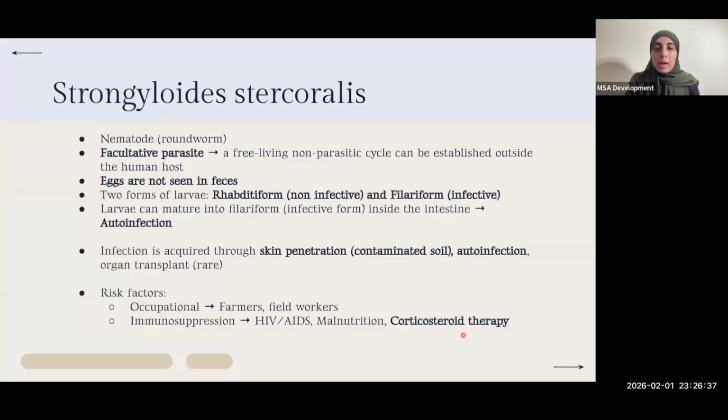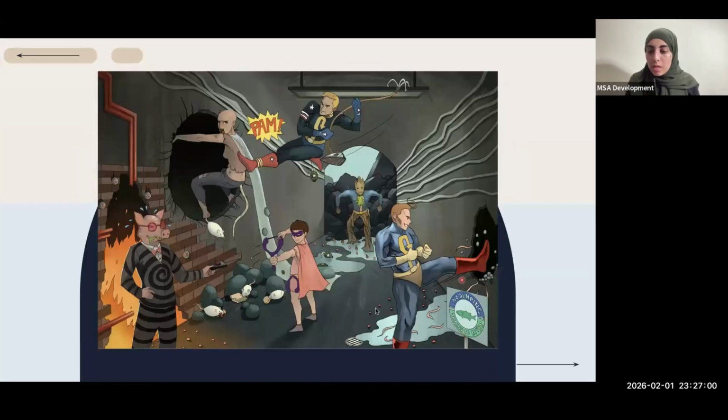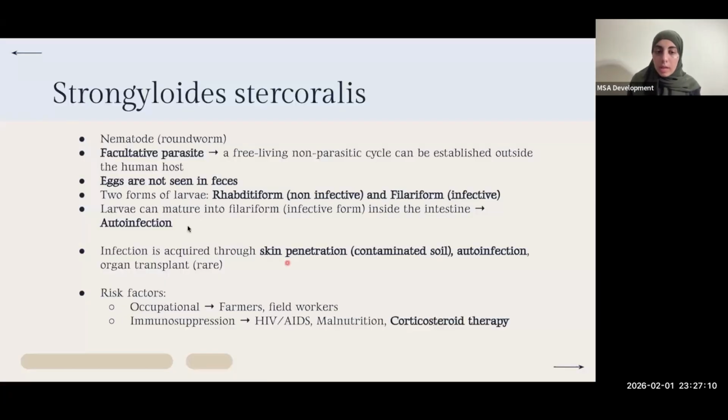Okay. Now, what is Strongyloides? It's a roundworm, so it's a nematode. It's a facultative parasite, and what that means is that you can have a free-living, non-parasitic cycle outside the human host. So it does not need a host. It can just freely live outside the host. The eggs are not seen in the feces. What you see in the feces are actually the larvae. Look at this, okay? This is the stool over here. Just imagine it's a stool. It's the diarrhea. And what you see in the stool is the larva, okay? Not the eggs.